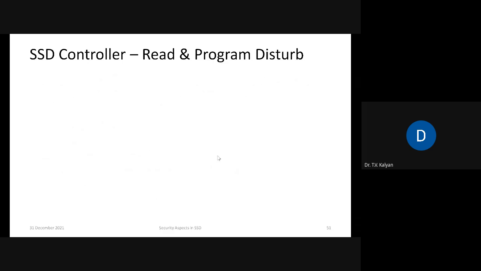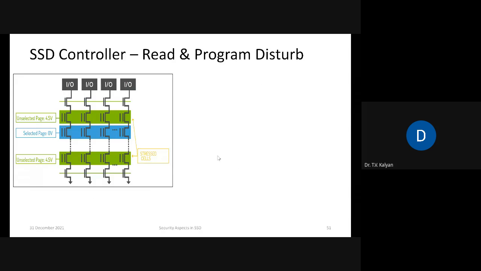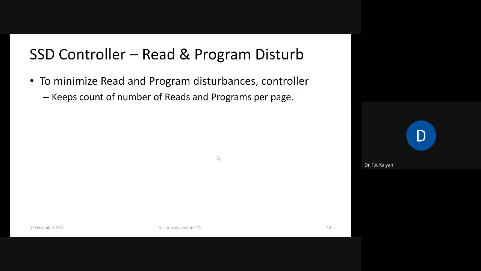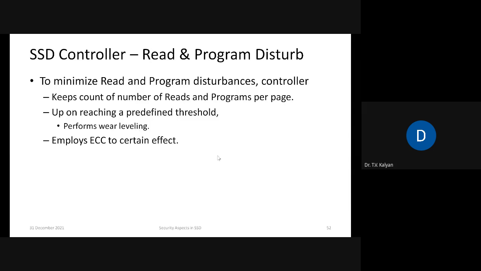So what the SSD controller does is it will mark the adjacent cells, and frequently it needs to pick those cells and write them to a new location. For that, it keeps account of how many reads and write programs are happening per page, and if they are reaching some predefined threshold, it will perform wear leveling, meaning that whatever row is being frequently accessed will be remapped to a new physical location. And it will employ ECC also on the adjacent pages.